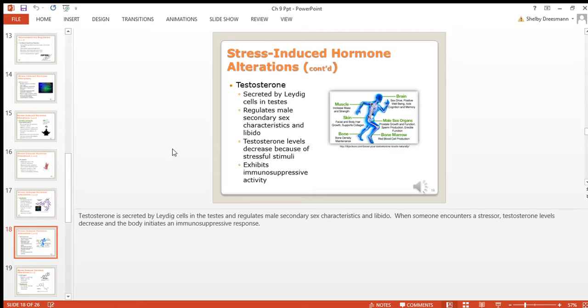When someone encounters a stressor, testosterone levels decrease, and the body initiates an immunosuppressive response. So basically, if your man is stressed, his testosterone is going to decrease, and sex drive is going to decrease with that.